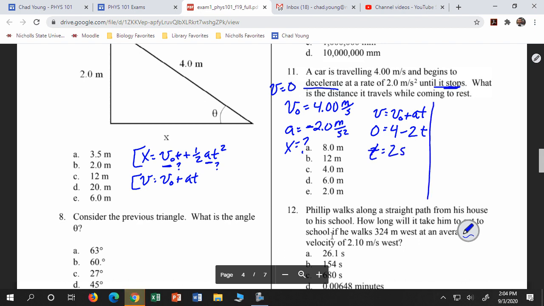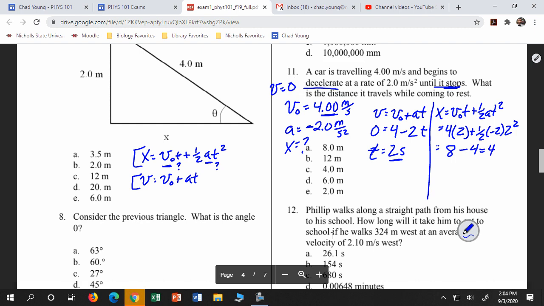Then once I have that, I can find x is equal to v0 t plus 1/2 at squared. That's going to be 4, that's my V0, times t, which I have now is 2, plus 1/2 of negative 2 times 2 squared. Very important to get that negative sign, because if you don't put the negative, instead of getting the answer, which is 4, you would get 12.